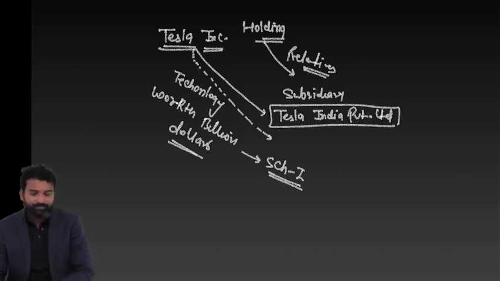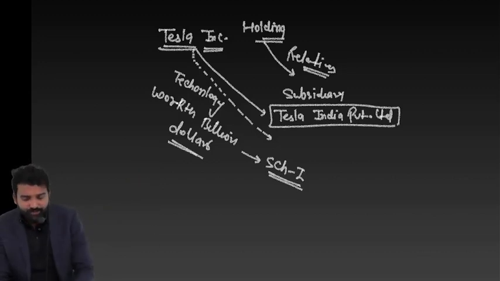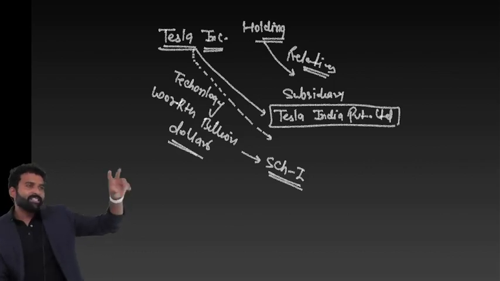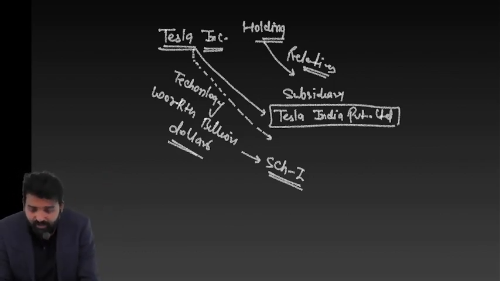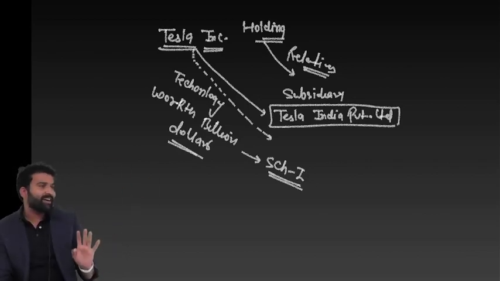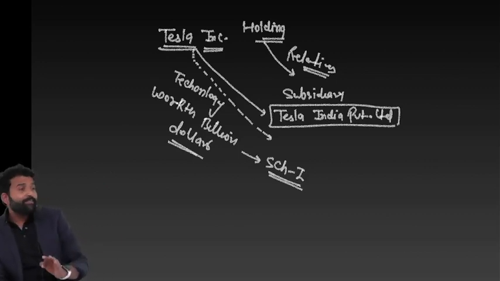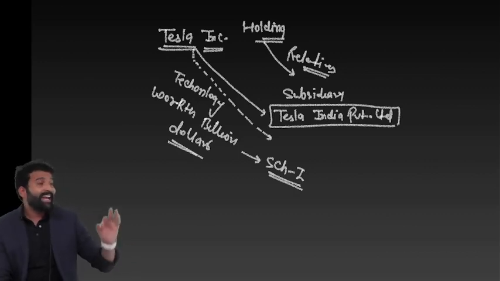Listen to this example. Tesla Incorporation is in the US. They are the holding company of Tesla India. Tesla India is a subsidiary company of Tesla US, which is abroad, and Tesla India is in India. Now they are relatives because it's a holding-subsidiary transaction, so of course they are relatives. Now the point is, if Tesla Incorporation is sending any services to Tesla India, even if it is without consideration, like the holding company is not charging anything from the subsidiary company, it will be taxable in the hands of Tesla India Limited.